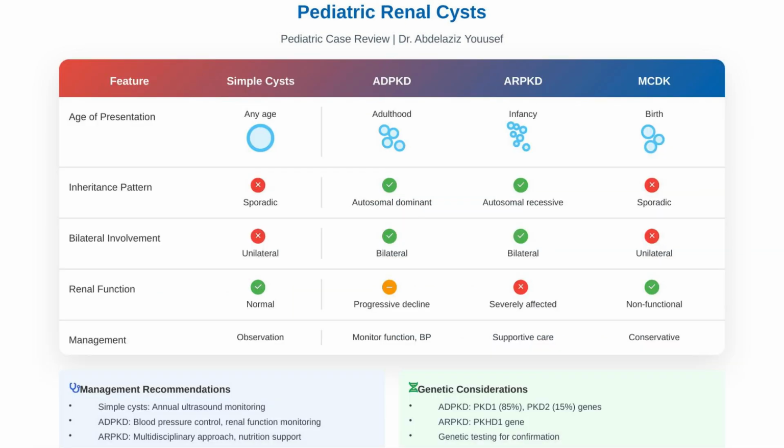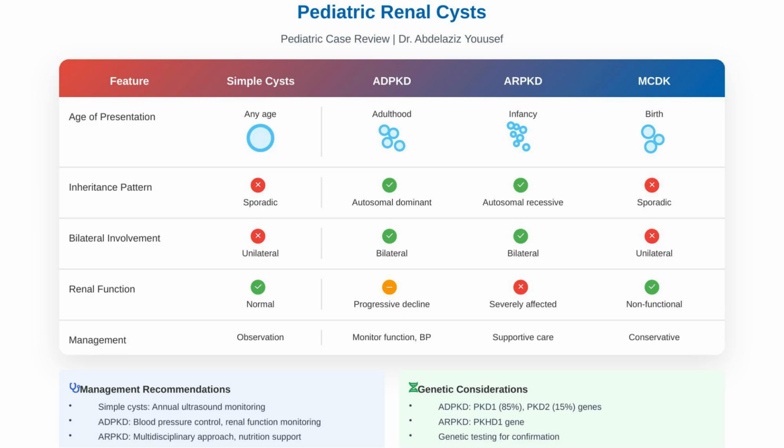This comparative chart outlines the key features of pediatric renal cystic diseases. Simple cysts can occur at any age, are typically unilateral and sporadic, with normal renal function managed by observation. Autosomal dominant polycystic kidney disease usually presents in adulthood with bilateral involvement, autosomal dominant inheritance, and progressive decline in renal function requiring blood pressure control and monitoring.